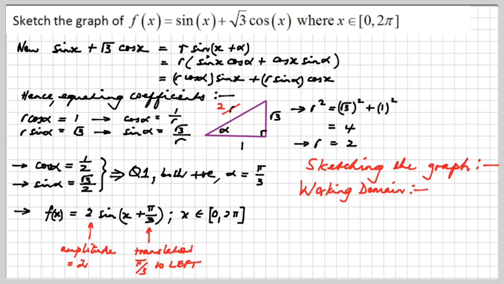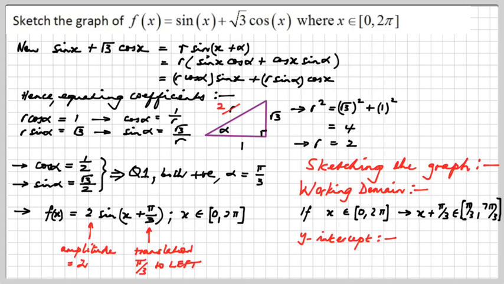We've got all this stuff to work out. The working domain, first of all, same procedure as before. If x goes from 0 to 2 pi, therefore x plus pi on 3 is going to go from pi on 3 to 7 pi on 3, just adding pi on 3 to the 0 and to the 2 pi, respectively, to get pi on 3 and 7 pi on 3.